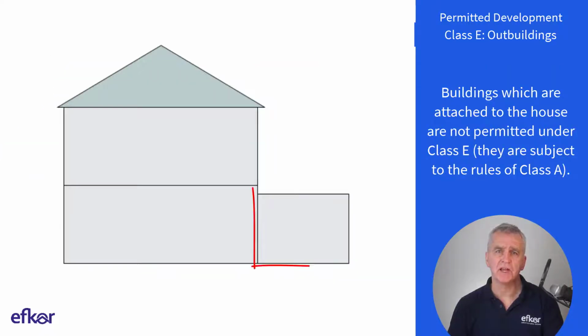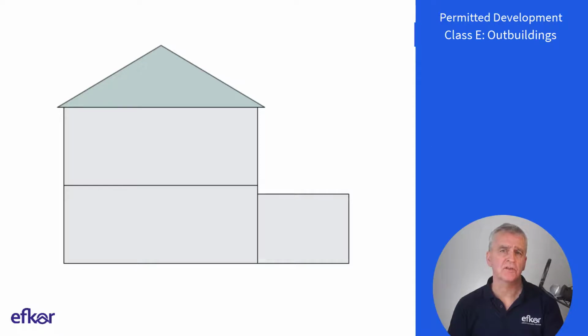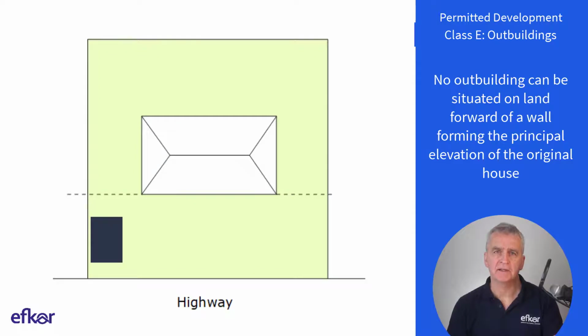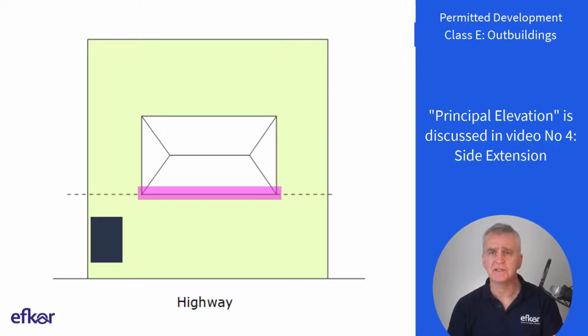Buildings which are attached to the house are not permitted under Class E. They are subject to the rules of Class A. Instead of using the phrase any building, enclosure, pool or container, I will use the term outbuilding when describing the following limitations. No outbuilding can be situated on land forward of a wall forming the principal elevation of the original house. Principal elevation is discussed in video number 4, side extensions.